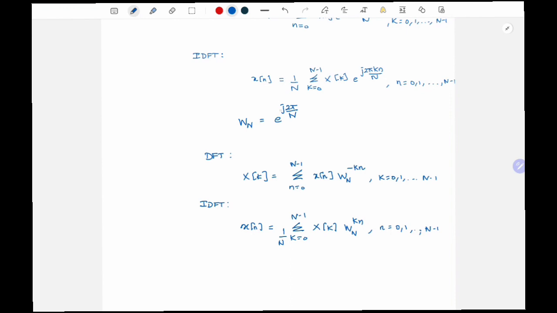Or in other words, we usually take W_N as e power minus j 2 pi by N. Then this will become plus and this will become minus. So this is just a convention so that your DFT is having this positive coefficient.